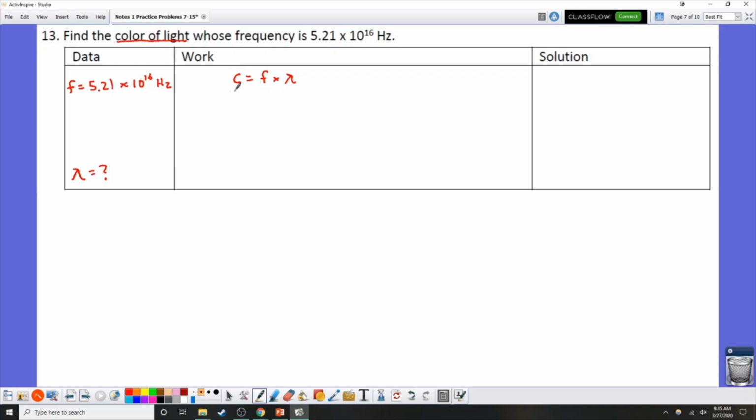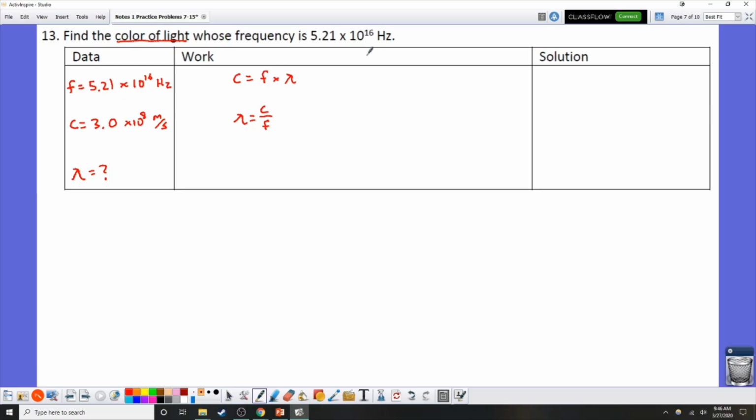All right, and we should know c, so we're going to put that down in our known data column here. And you know that it's 3.0 times 10 to the 8th meters per second. Right? And then we have to find what wavelength is. So what I'm going to do is rearrange this equation so that we are solving for wavelength. So that's going to be equal to c divided by f.